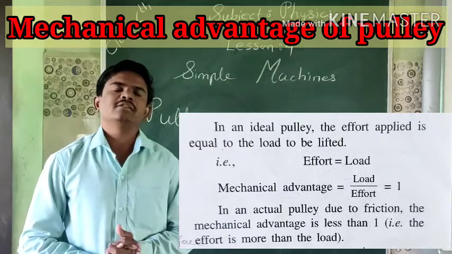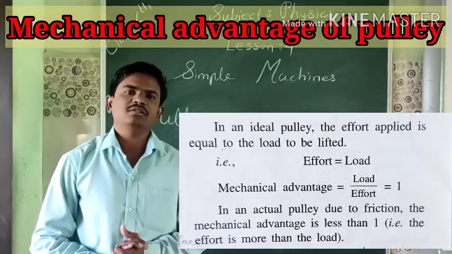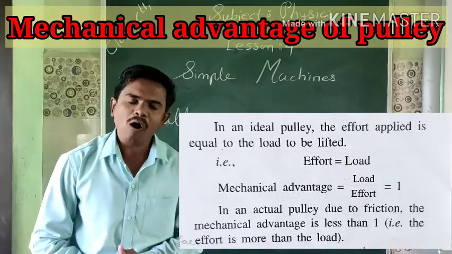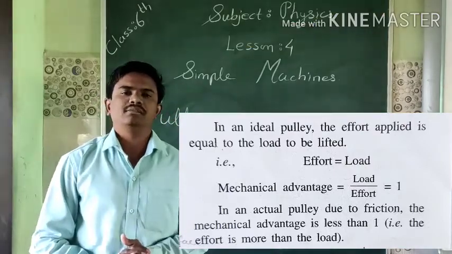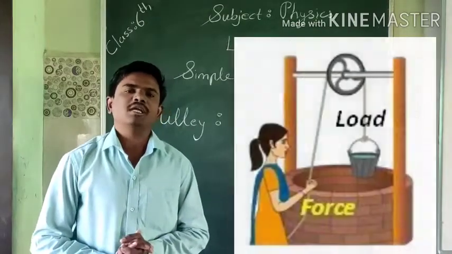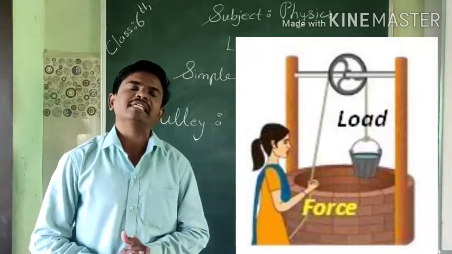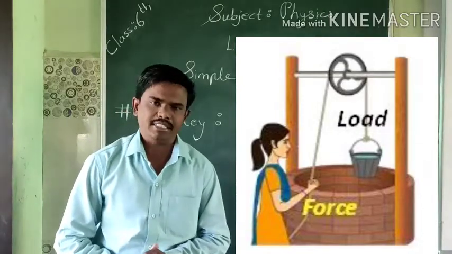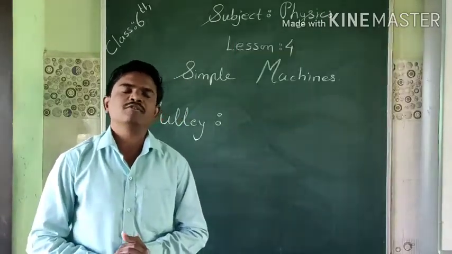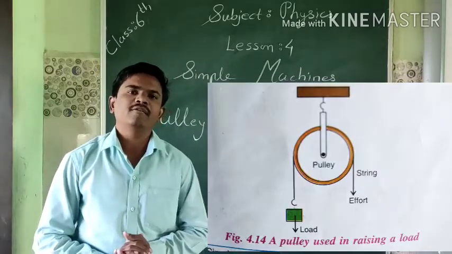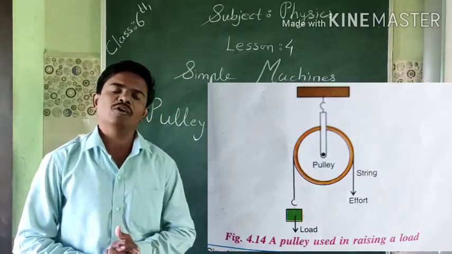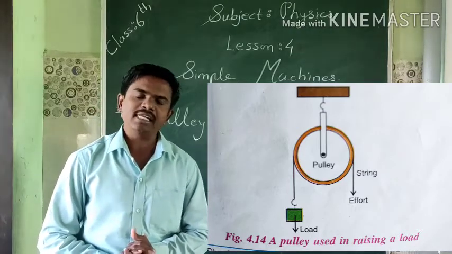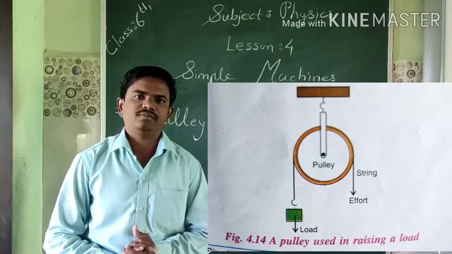And this is the reason we use the pulley machine whose mechanical advantage is equal to 1 or less than 1, because the pulley machine allows us to apply the effort in the downward direction, that is, in a convenient direction. So therefore, students, with the help of a pulley, we can apply the effort in the downward direction to lift or raise the load in the upward direction.